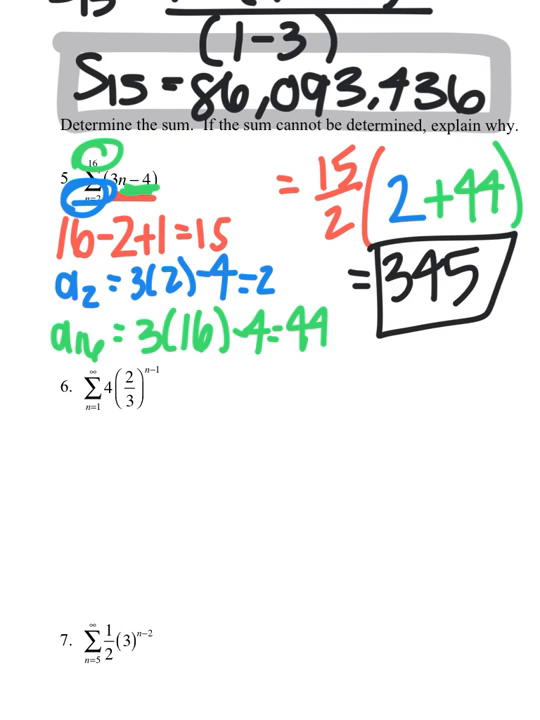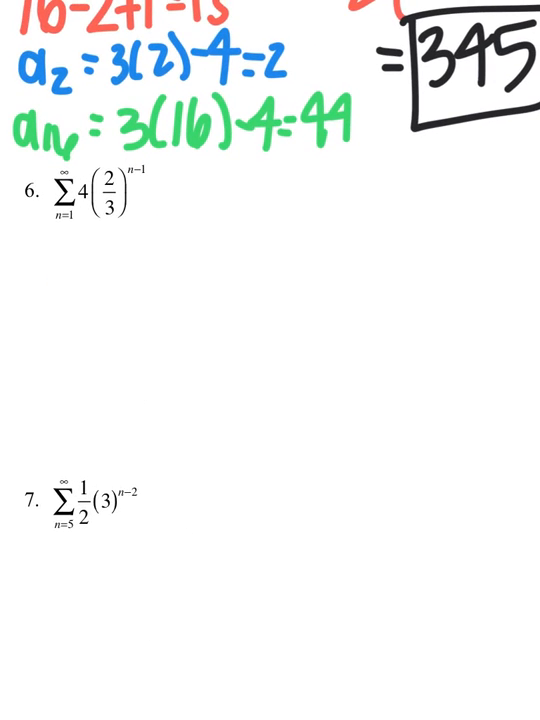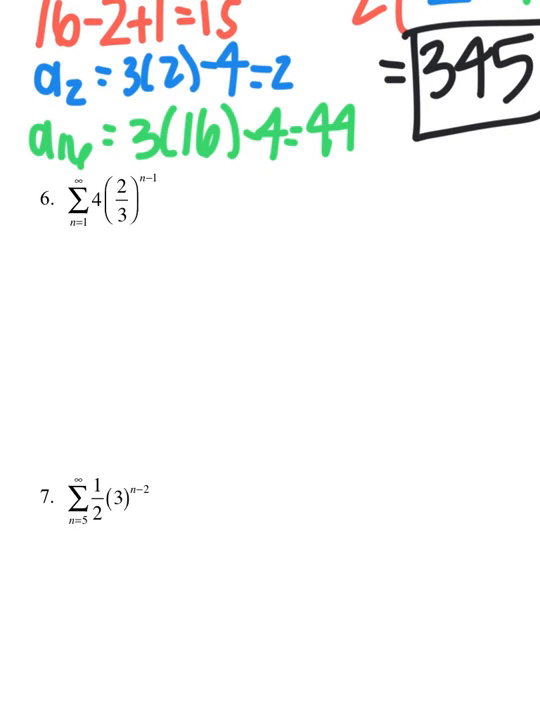Moving on to example 6. Looking at this rule, I know it is geometric. The reason I know it is geometric, it looks like an exponential function and how it is laid out. So I know that to find the sum of something geometric, I need to know, is it going to be finite or infinite? And because of the infinity sign above your summation, I know it is infinite.